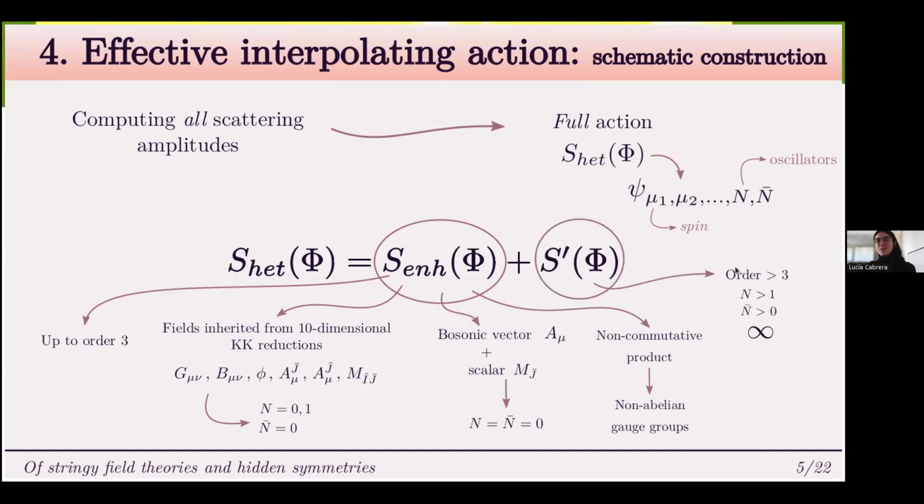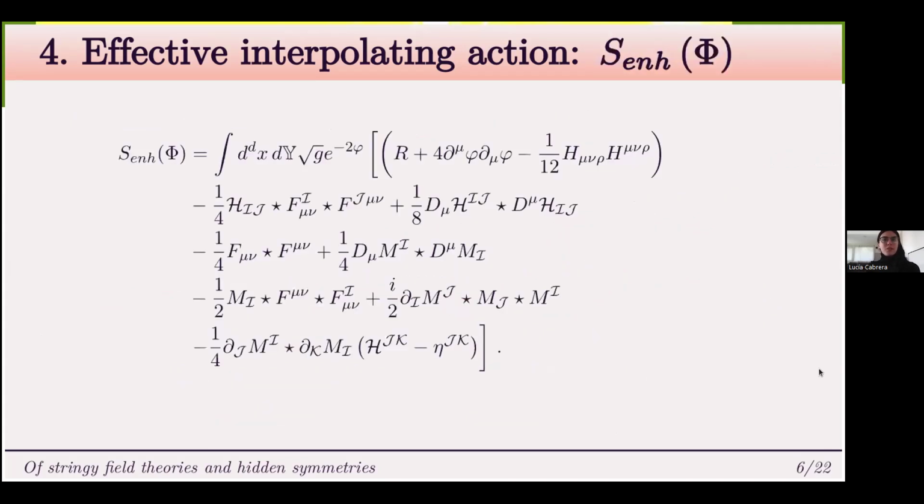And on this S prime here, we're just going to be throwing all the rest. So terms of order above 3 in the fields, oscillator number higher than 1, all in all, an infinite amount of terms. So this is what our action looks like, and this action is built in the spirit of double field theory.